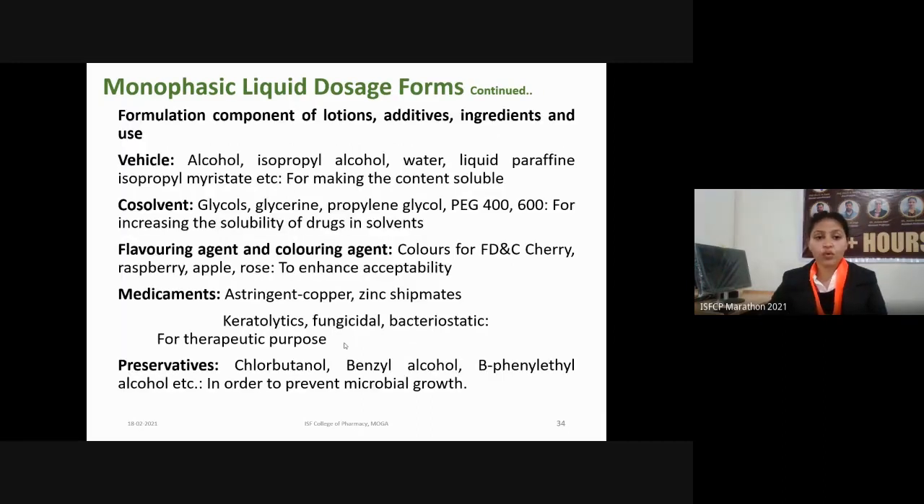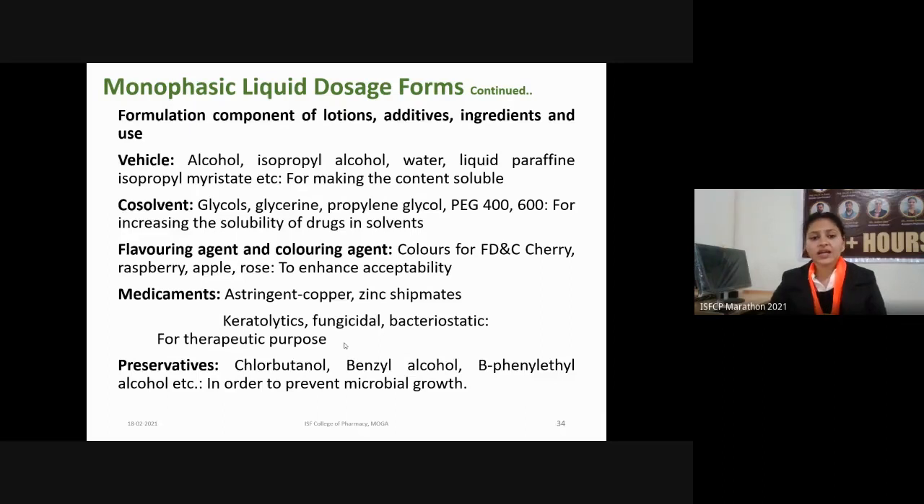Now, the formulation components of the lotions, the additives, ingredients, and the uses of the lotions we are going to discuss in this slide. The vehicles that we use in the preparation of the lotions are alcohols, isopropyl alcohol, water, liquid paraffin, isopropyl myristate, etc. These can be used as a vehicle in the preparation of the lotions. As I already discussed, vehicles act as a base for the solubility of all the ingredients and the drug within itself.